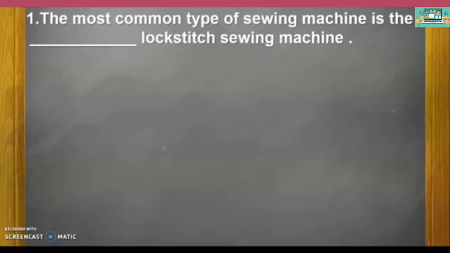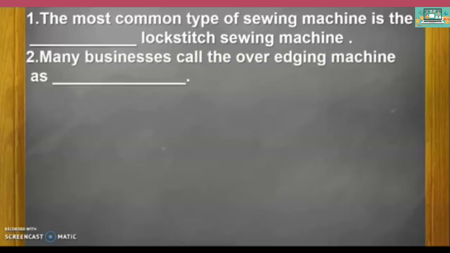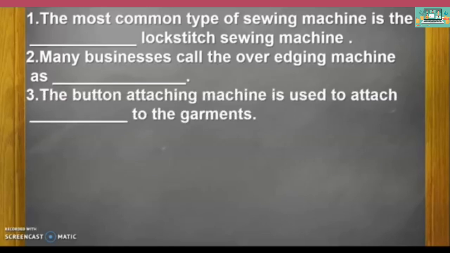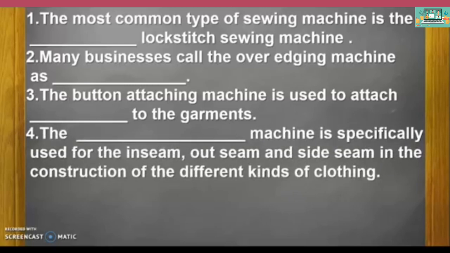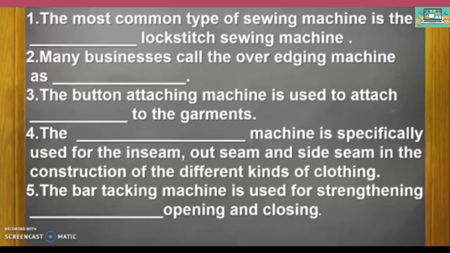Number 1. The most common type of sewing machine is the blank lock stitch sewing machine. Number 2, many businesses call the over-edging machine as blank. Number 3, the button attaching machine is used to attach blank to the garments. Number 4, the blank machine is specifically used for the inseam, outseam, and side seam in the construction of the different kinds of clothing. And number 5, the bar tacking machine is used for strengthening blank opening and closing.